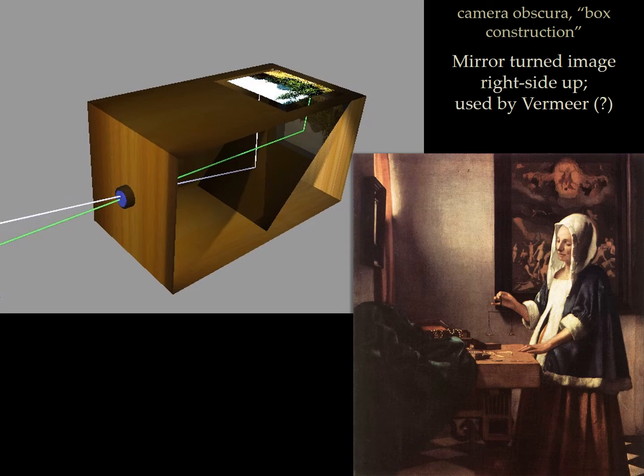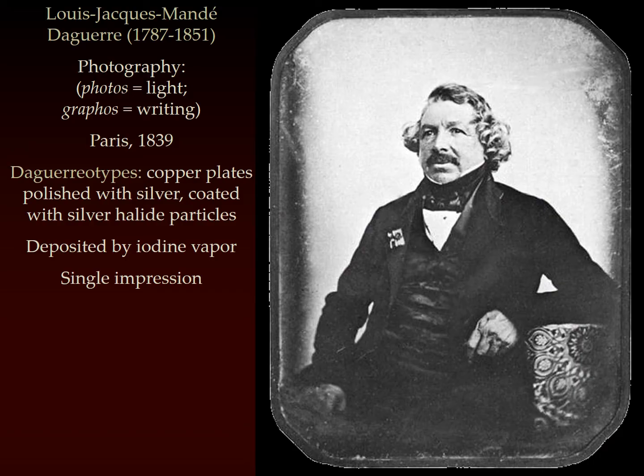However, what the camera obscura and the box version both lack is the ability to fix this image permanently. Along comes Louis-Jacques Daguerre with the solution to this issue when he invents photography in Paris in 1839. Now they come up with the term photography, or photos meaning light and graphos meaning writing. So literally they needed to come up with a way to explain what is happening to the general public and to other scientists. So they called it writing with light.